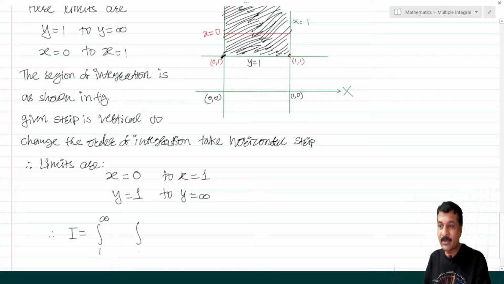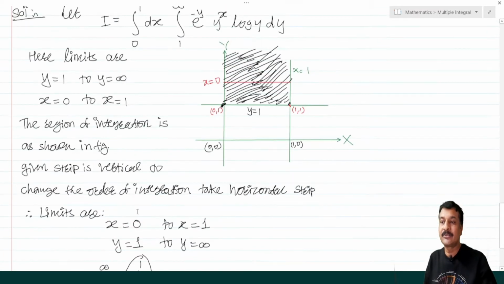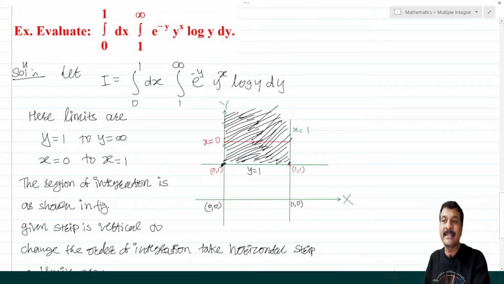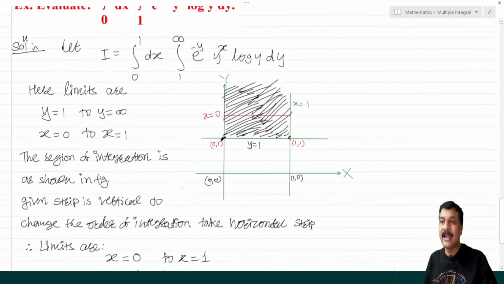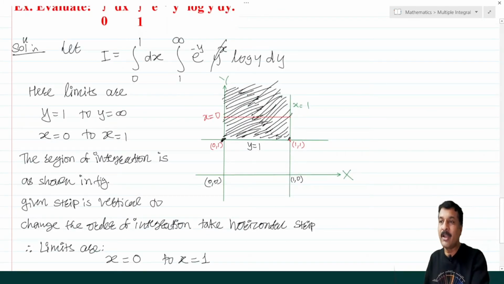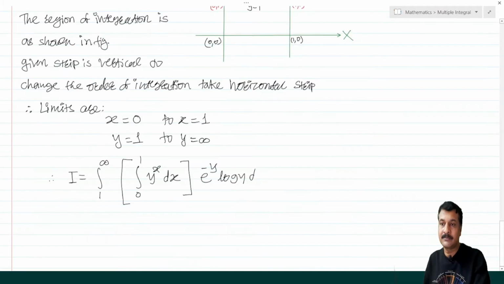Here the limits of x are 0 to 1. Note that these are the limits of x, so only x is inside. How many terms contain x? This and this one. Only inside: y raised to x into dx. So these are the limits of x only inside, and the remaining is outside, which we already took. It means e raised to minus y log y dy.